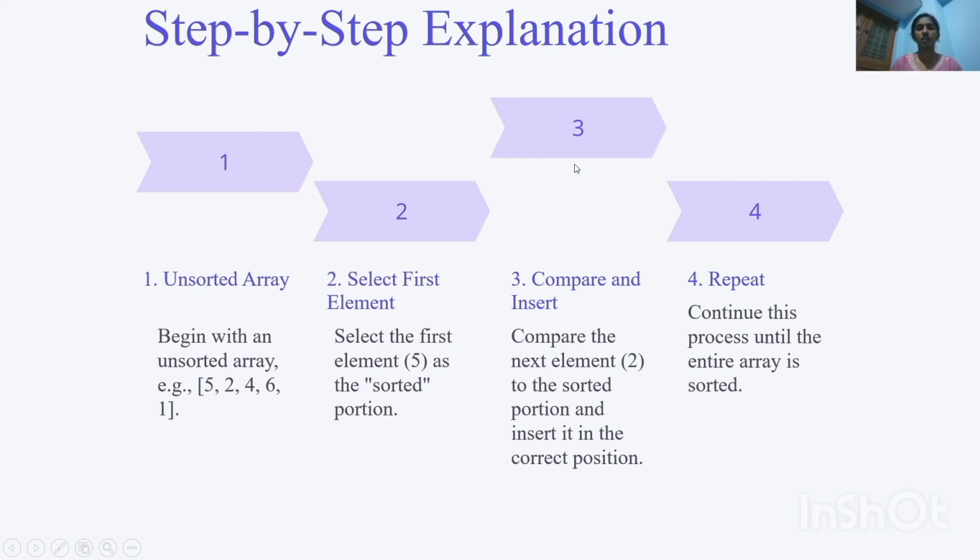We'll start the next step. It says that the second element will be compared with the first element, which is considered the sorted portion. If the second element is less than the first element, then swapping will take place. This process will continue until the array becomes sorted.